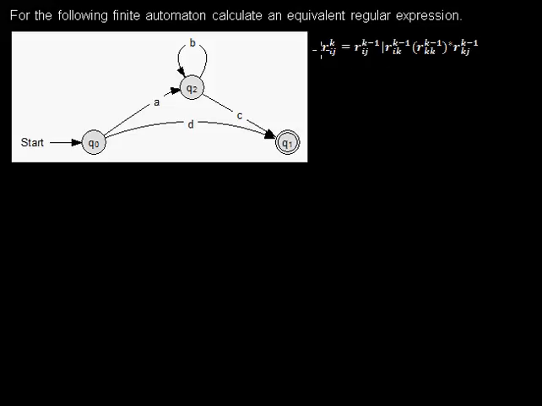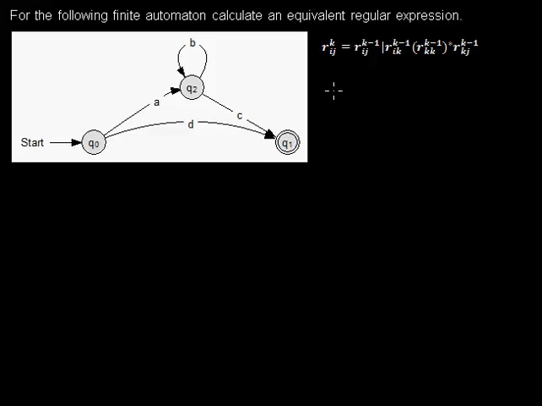The R means that you have a regular expression. The I means that the regular expression stands for a part of the automaton that starts in state I and ends in state G. And you are allowed to go through states up to and inclusive number k.